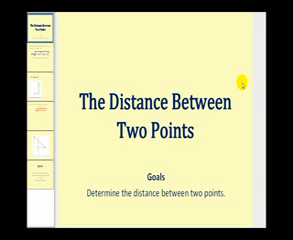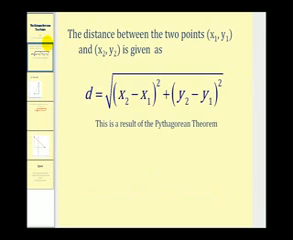Welcome to a lesson on how to determine the distance between 2 points. The distance between 2 points, x sub 1, y sub 1, and x sub 2, y sub 2, is given as d, the distance, is equal to the square root of the quantity x2 minus x1 squared plus the quantity y2 minus y1 squared. Now, even though this formula looks quite different from the Pythagorean theorem, it is a result of the Pythagorean theorem. So I'd like to take a moment and show where this formula comes from.